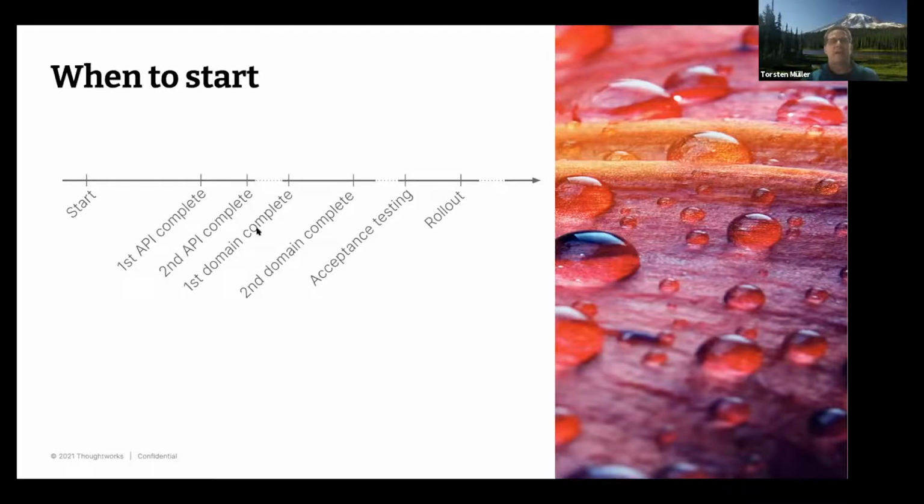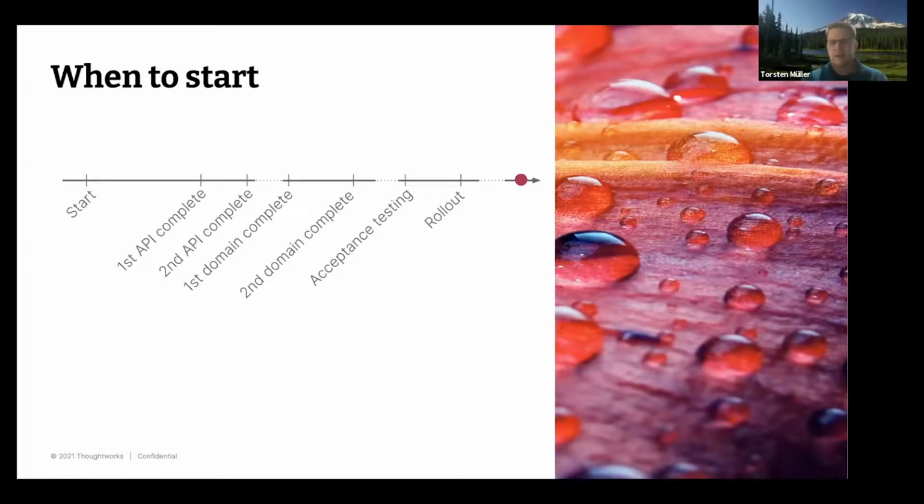And then eventually, if we're doing domain-driven design, we have the first domain complete, and the second domain, and then we're getting close to rollout. We're doing acceptance testing, and then we're doing the rollout. I'm not sure about you, but in my experience, we start performance testing right about here. Way after rollout, when there are some problems, and our manager comes in and says, why is suddenly the server cost so high?